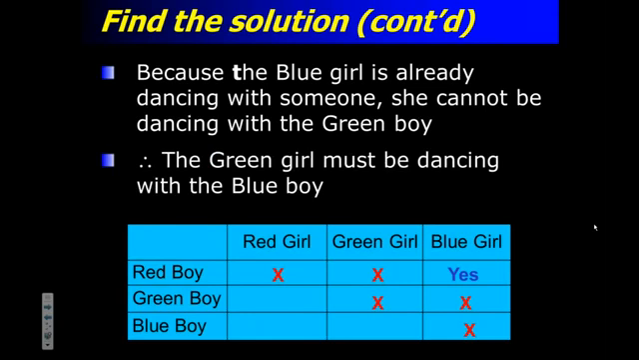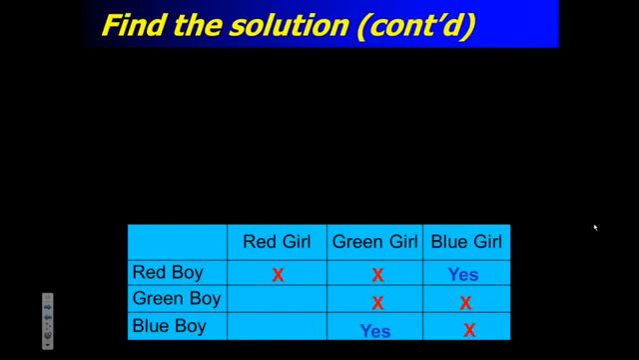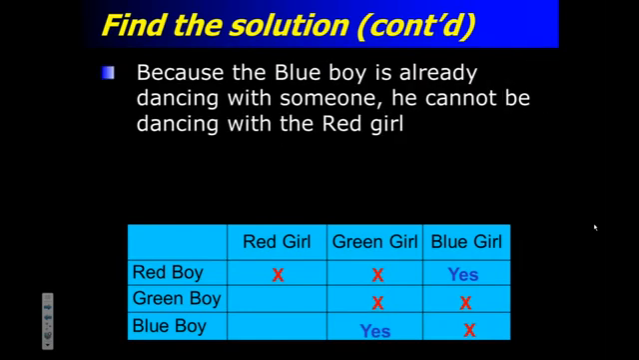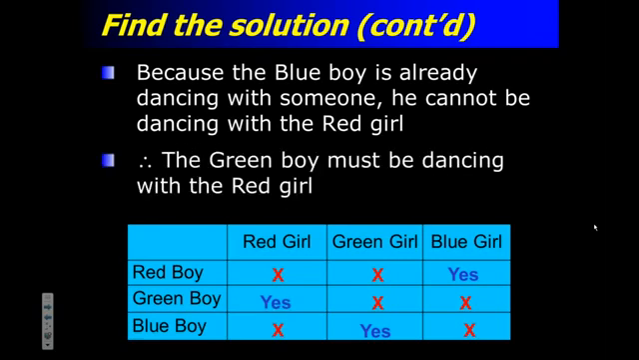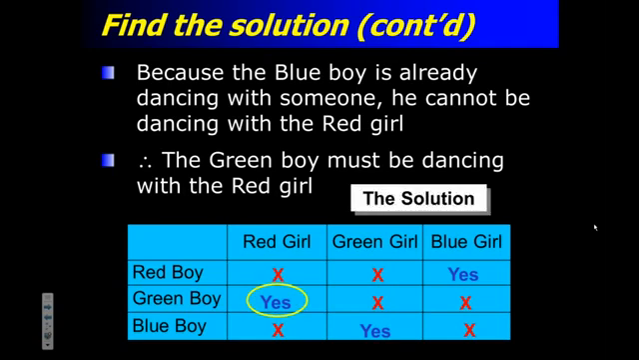Now I know green girl here has two X's. Green girl must be dancing with blue boy. There's nobody left. And now the rest of the chart starts falling into place. Blue boy is dancing with somebody, so he can't be dancing with red girl. And the final answer comes out. Green boy must be dancing with red girl. Okay, I think I have a solution. That seems to match my step one.